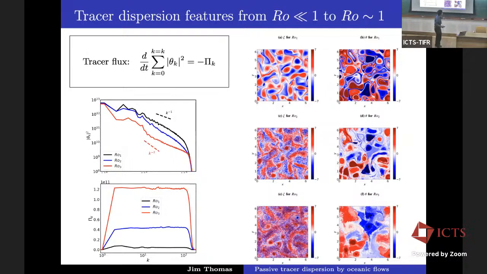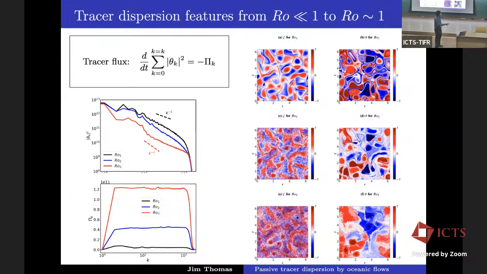And now this is showing us what is called the tracer flux. So what you do is you go back to the tracer equation and you write down an equation for the evolution of the tracer variance. So this theta k squared is the tracer variance contained in a wave number k. You sum it over a band of wave numbers. This tells us the rate at which the tracer field contained in a band of wave numbers is getting expelled to smaller scales. So that's the tracer flux.